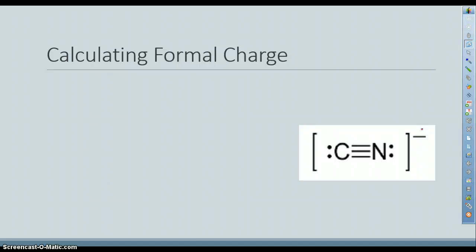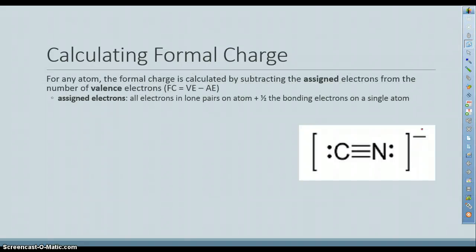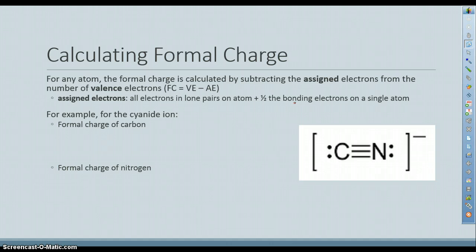So formal charge in this example is going to use the cyanide ion, and to calculate it, all you have to do is take the assigned electrons and subtract them from the valence electrons. I'm giving you a little formula here where the formal charge, FC, is equal to valence electrons minus assigned electrons. Just so you know, assigned electrons are the electrons in lone pairs, so all of the electrons in lone pairs, and half of the bonding electrons in a single atom.